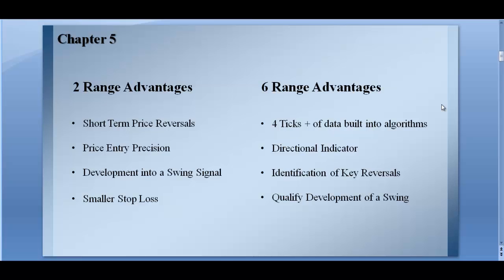Now the 6 range has a great advantage. Each bar, of course, has an extra 4 ticks built into it. So if you're looking back the same 100 candles as the 2 range, you're going to have an extra 4 ticks built into that so the algorithm can see it. As well as the directional indicator being the momentum and reversion hybrid indicator, the identification of key reversals. Also, we're going to look to qualify that development of a swing signal.